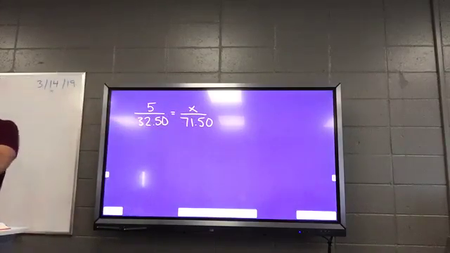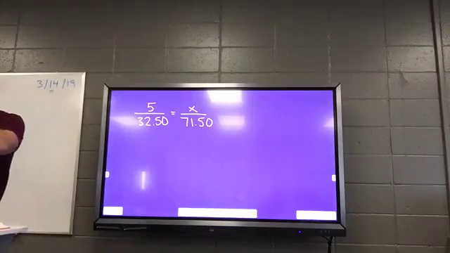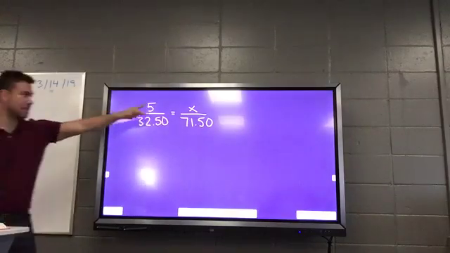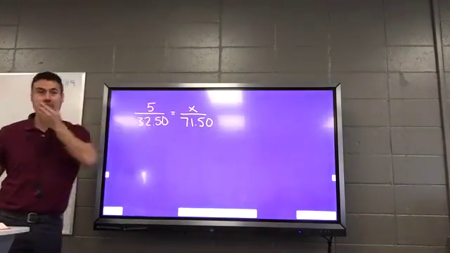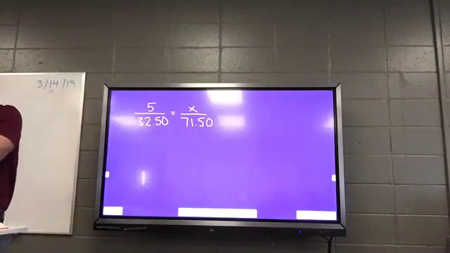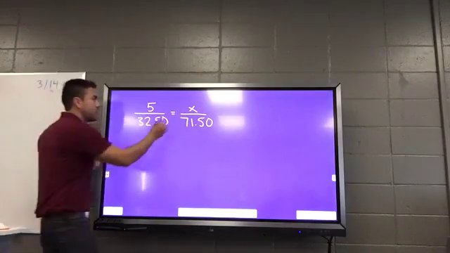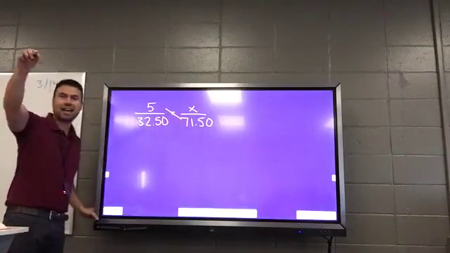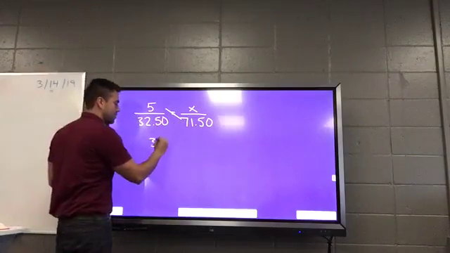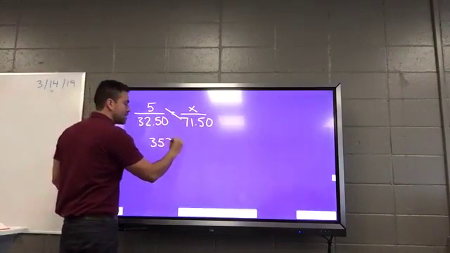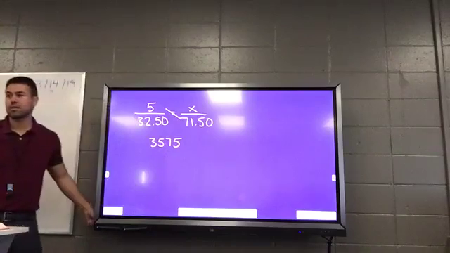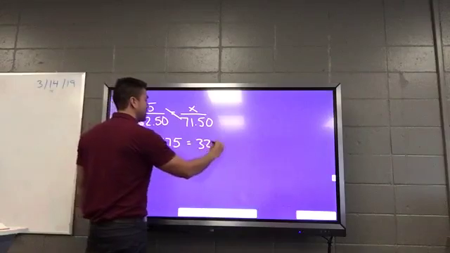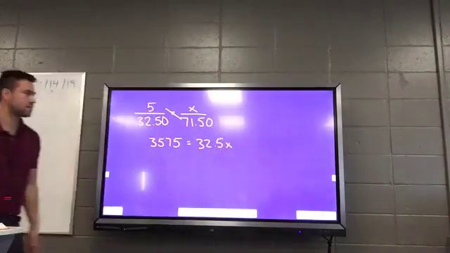And guys, if you really understand proportions, you realize you can actually write it in two other ways, not just by flipping these two. You can actually flip others. But I will not reveal that because I'm not going to throw anyone off. All right, who can tell me what 5 times 71.5 is? Jack. 3,575. How many of you got that? And then I get 32.5 times x, which is 32.5x.